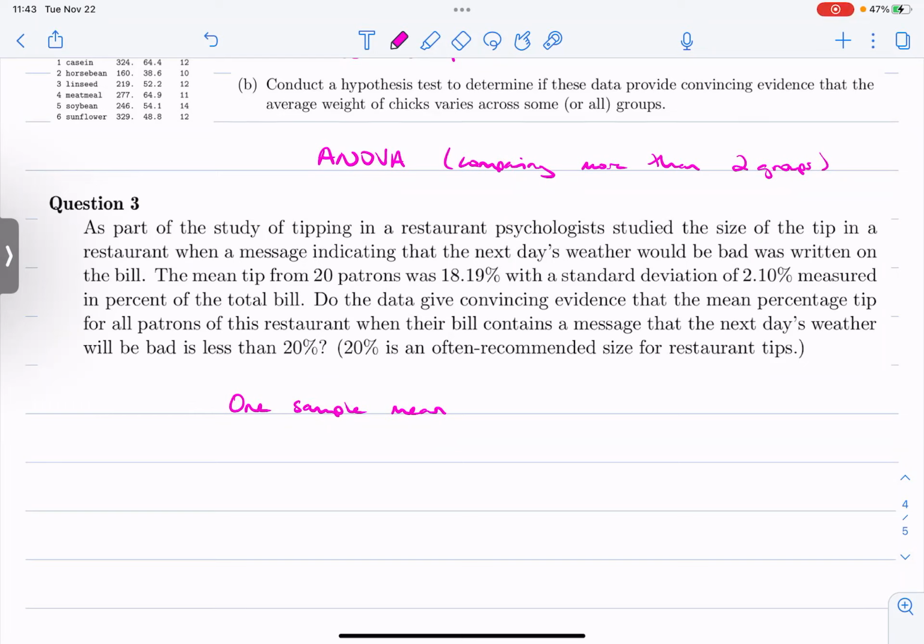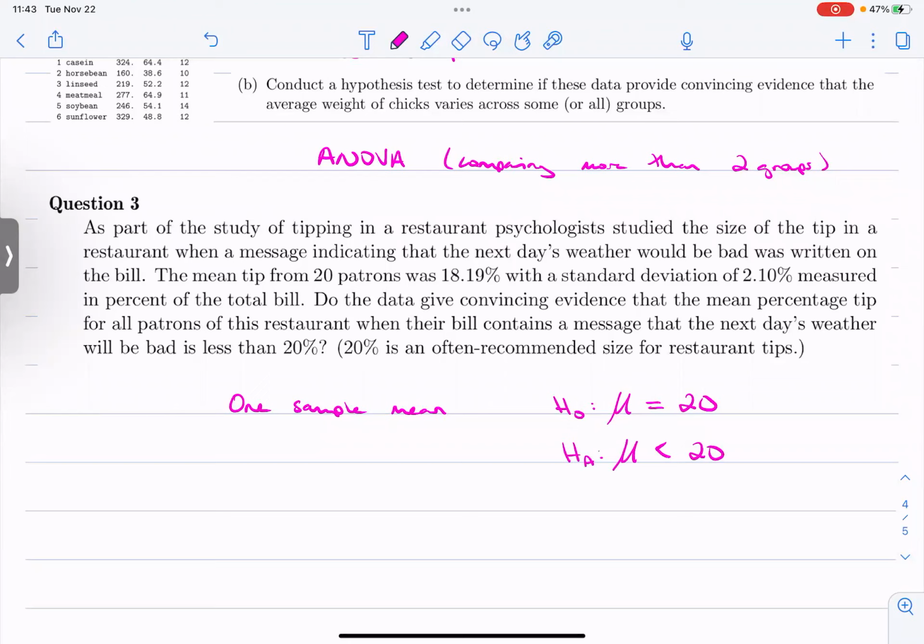So what's my null hypothesis about? For the one sample means questions, I do want to talk about the null hypothesis. So here mu is equal to 20%, or 20, right? Because I want to compare my sample mean to 20%. And our alternative in this case, if I want to know if the mean is less than 20%, is going to be reflected here. Mu is less than 20.